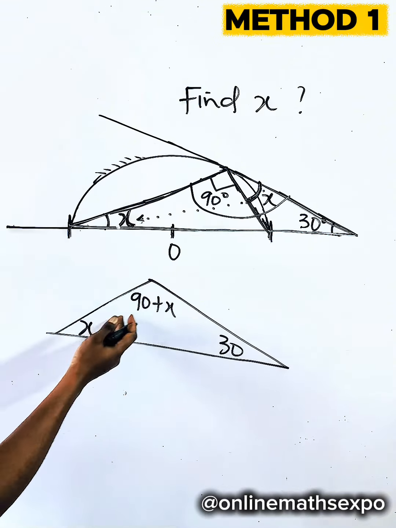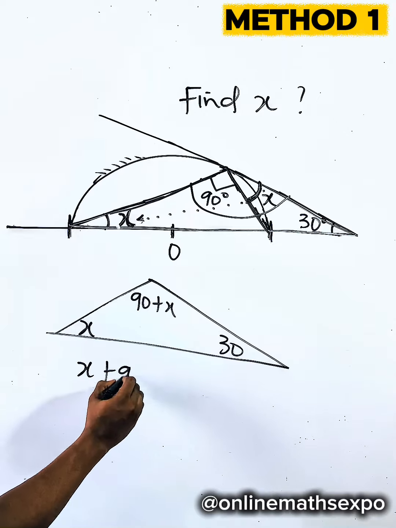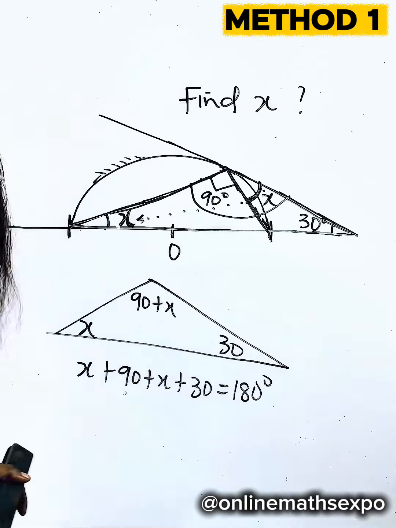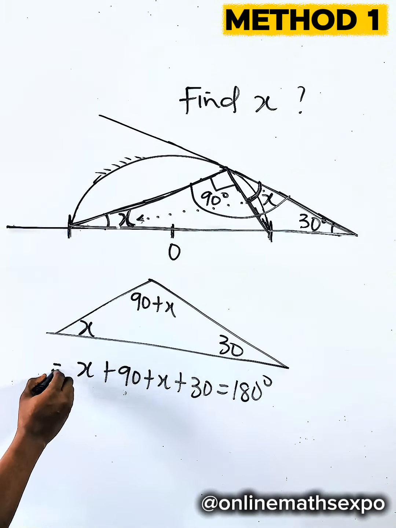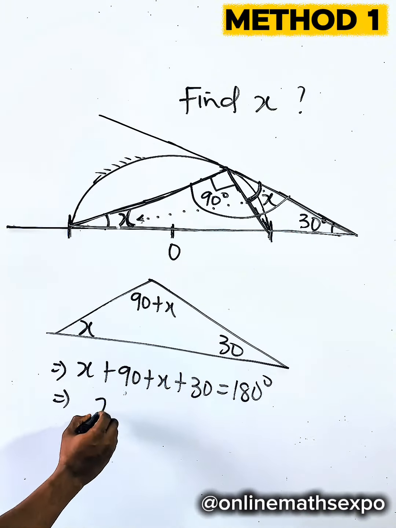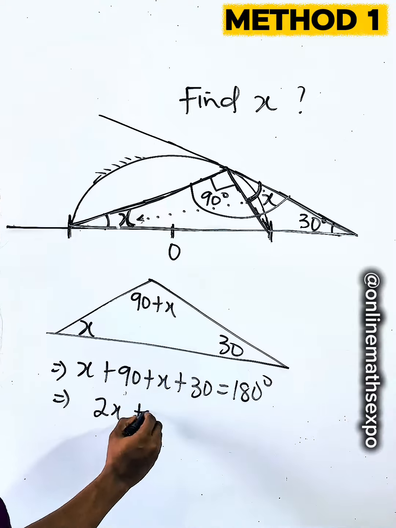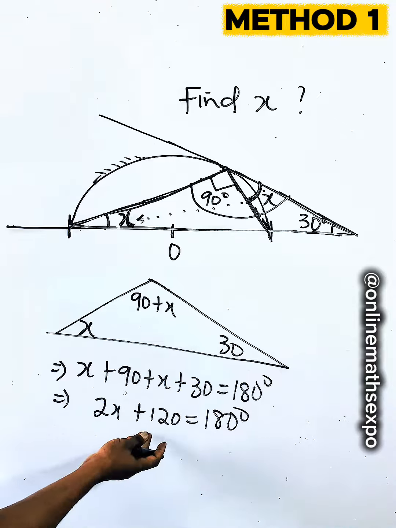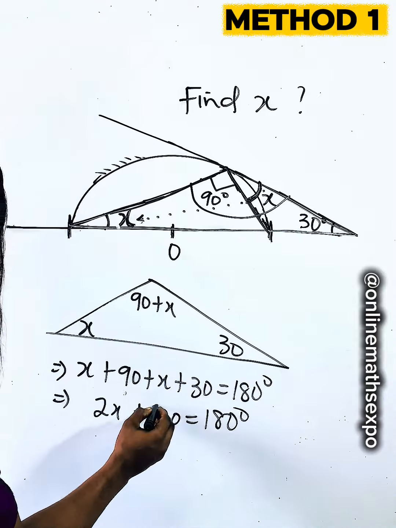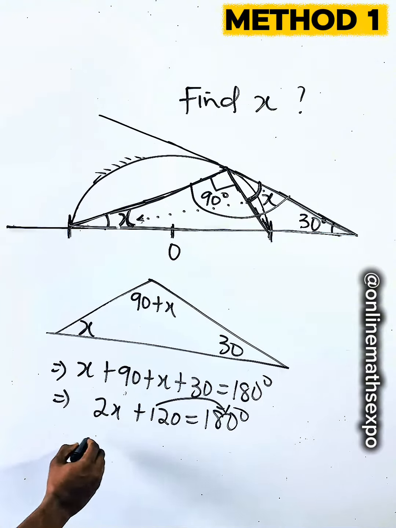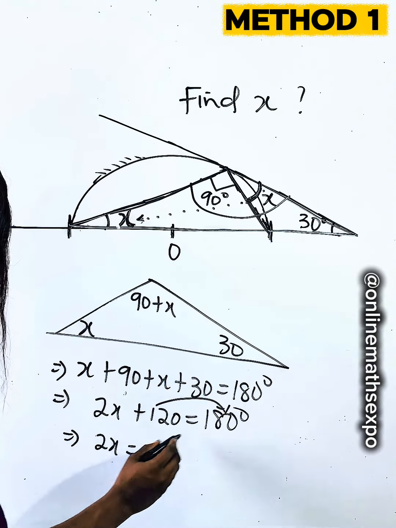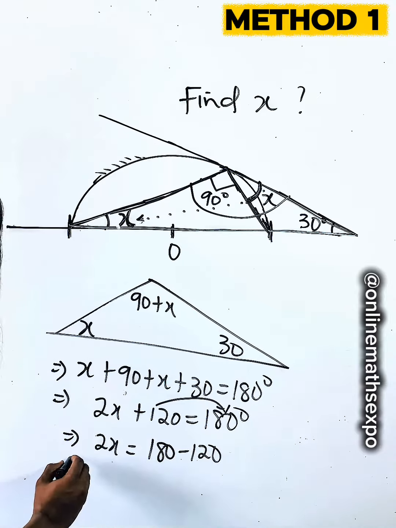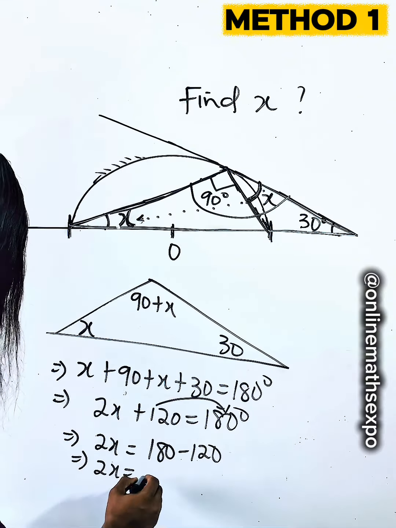So what do we do? Add the whole angles and equate it to 180 degrees, because the sum of angles in a triangle is equal to 180. Solving this, add x and x, we have 2x, add this, it gives us 120 is equal to 180. Collect like terms again. To remove this positive, you subtract from both sides. So we have 2x is equal to 180 minus 120. When you subtract this, you have 2x is equal to 60.